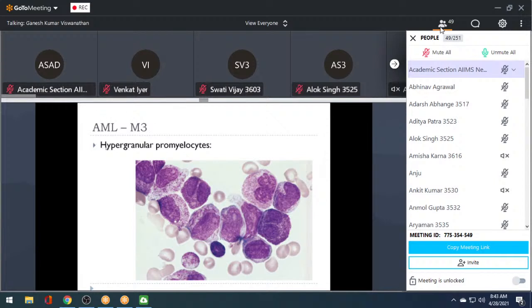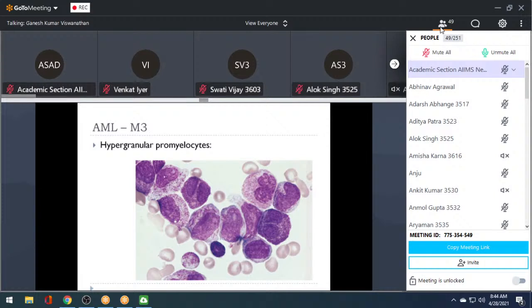The third important category of AML is AML M3. The other name of AML M3 is acute promyelocytic leukemia, or APML. So how does this APML differ? It's a specific and important type of AML. It has a very aggressive course. If not treated within hours, the patient can die because of bleeding. This is a rapidly proliferating disease.